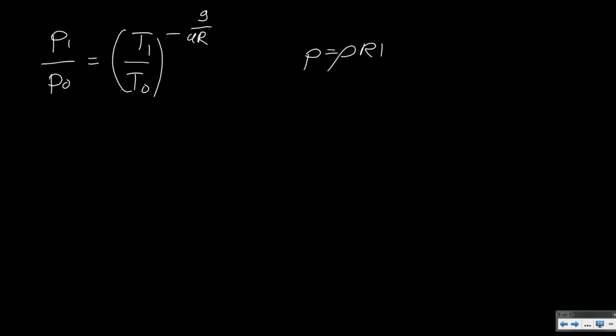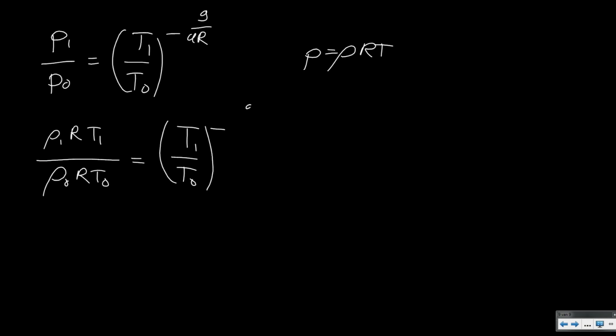So we have p1 divided by p0 is t1 divided by t0 to the power minus g over aR. And we want to change this into density. Well, we know with the equation of state that P equals rho R T. So let's substitute this, and this means that it becomes rho 1 R T1 divided by rho 0 R T0. This is the same as P1 over P0, and on the right side of the equation everything remains unchanged.